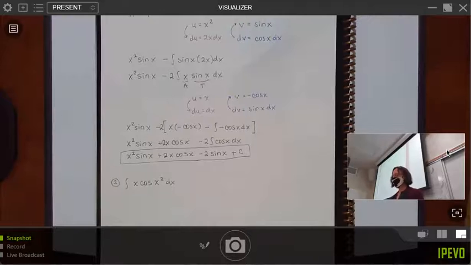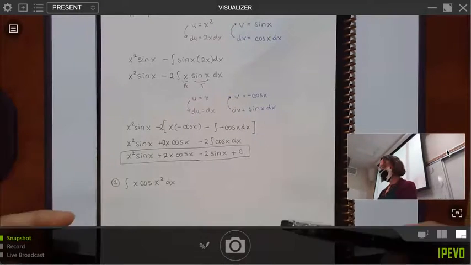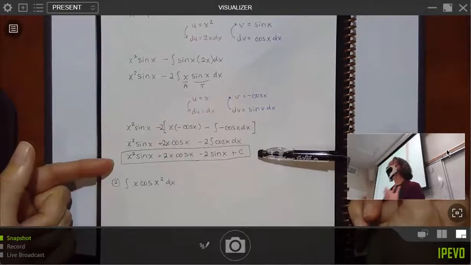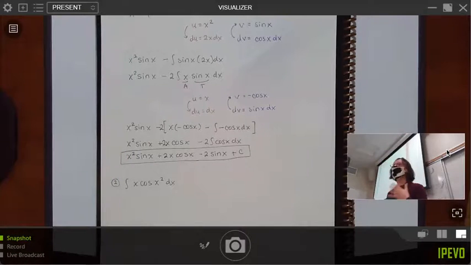Anytime I'm doing integration by parts, I take a minute to rewrite that step before I find the antiderivative. Because a lot of times there's a minus sign or there's a constant in there. And so I just like to have all that settled before I take an antiderivative.